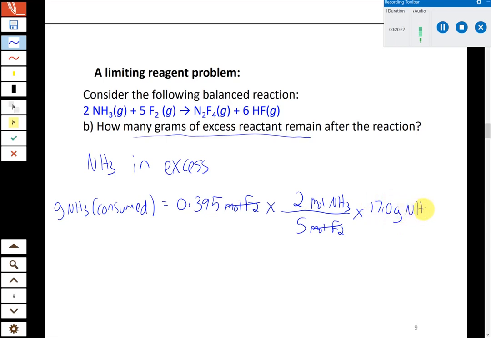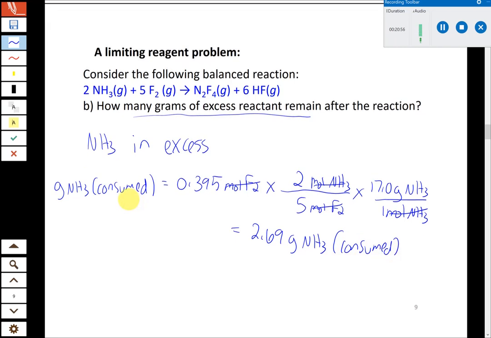So there's 17.3 grams of NH3 in 1 mole of NH3, and so that gets us to figure out how many grams of NH3 were actually consumed in this reaction. So the number that we get is 2.69, and remember that that number does not represent how much NH3 is left over. That represents how much NH3 reacted with the F2, the limiting reactant. So it's always important to keep in mind that this is the amount that was consumed in the reaction.